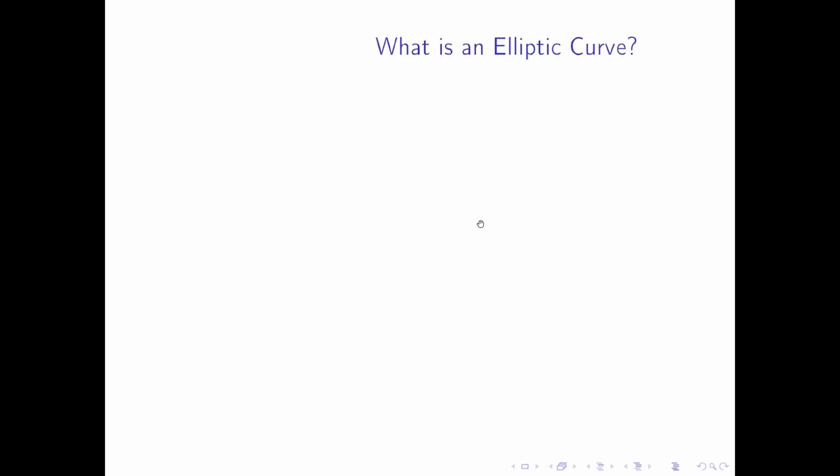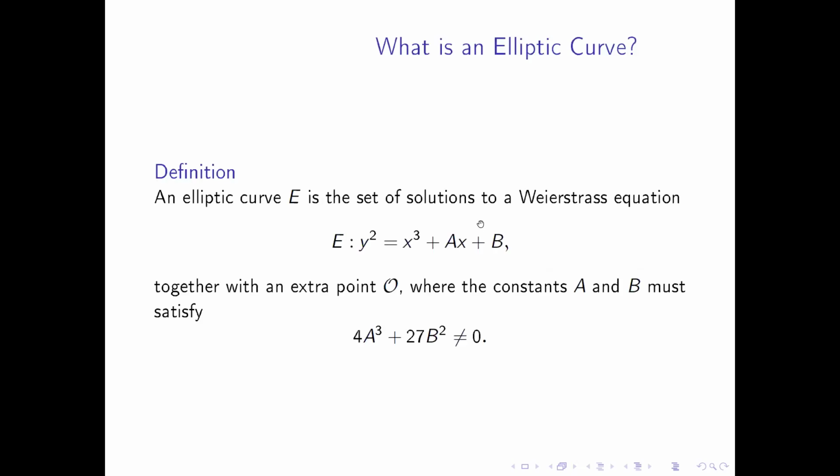So what is an elliptic curve? Well, the technical definition of an elliptic curve is this. It's the set of solutions to the Weierstrass equation, y squared equals x cubed plus ax plus b, with an extra point O, where the constants a, b satisfy the equation 4a cubed plus 27b squared is not zero.